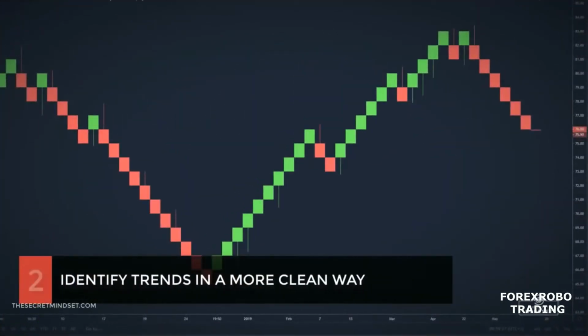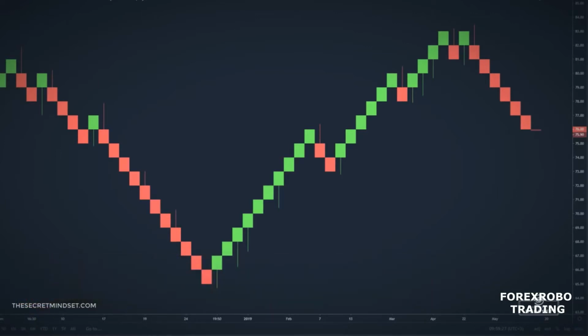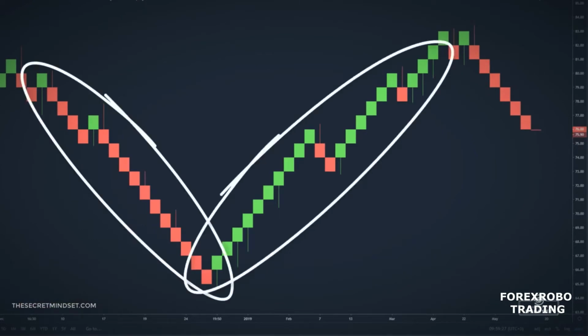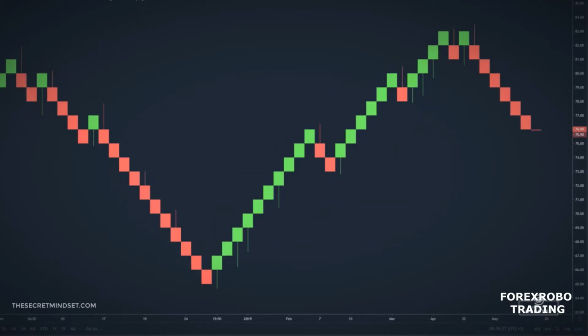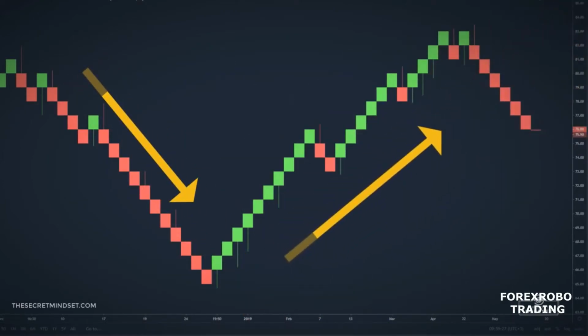Second, Renko charts offer a simpler look of the market and indicate trends in a more clean way. Here we have the evolution of the price during the past 7 months. Look how obvious it is for you to identify the trends. Since December to January, we have 2 months of downward price action, and after that we have a clear uptrend, with the price making higher highs and higher lows.